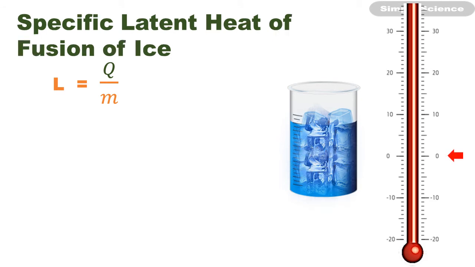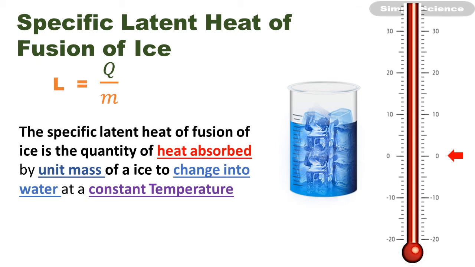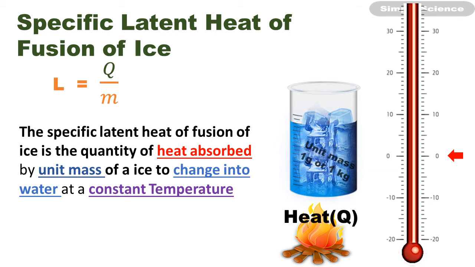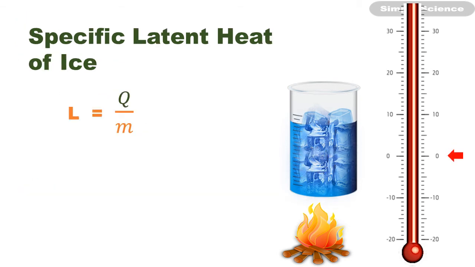Now, specific latent heat of fusion of ice. What is specific latent heat of fusion of ice? It is nothing but the quantity of heat absorbed by unit mass of ice to change into water at constant temperature. So, specific latent heat of fusion of ice is nothing but heat required by unit mass of ice to become water at constant temperature.